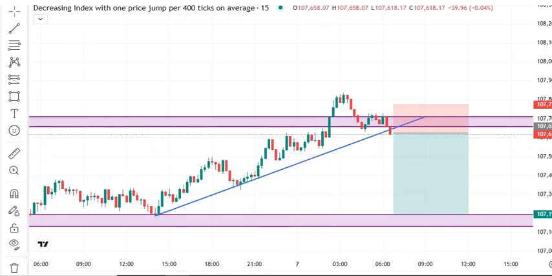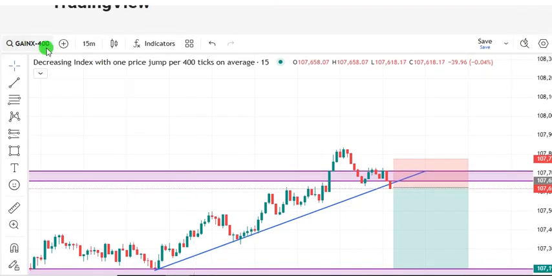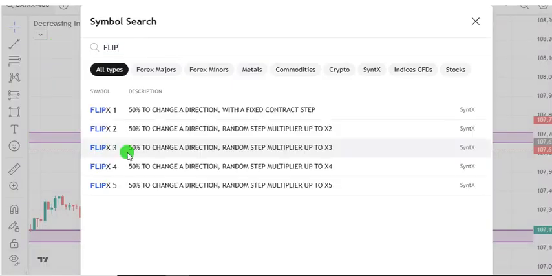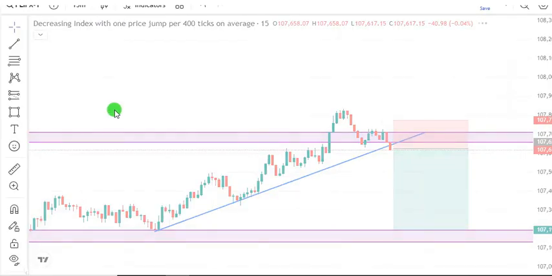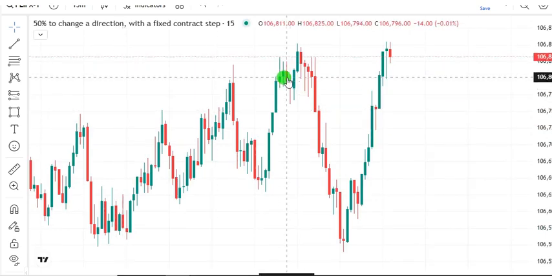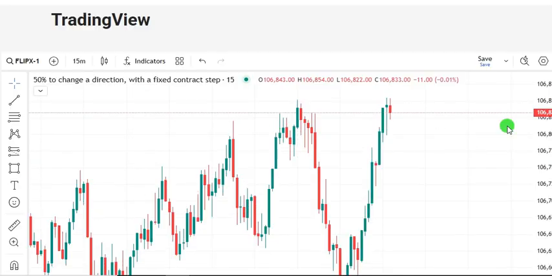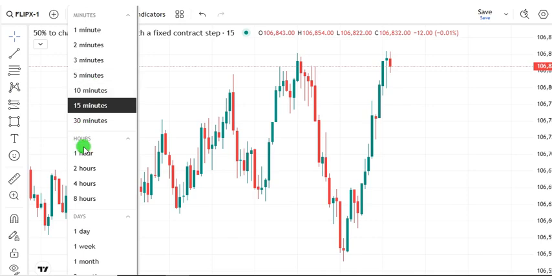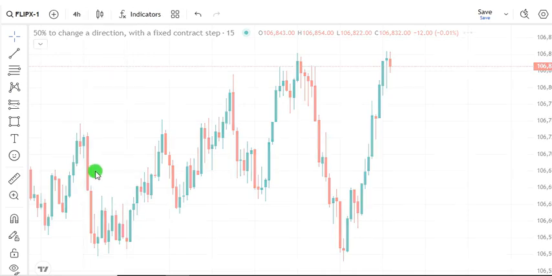That's it. Let's go to the next one, which is going to be FlipX. Let's start with FlipX1. On FlipX, let's go back to the H4 to see what is happening, so we can mark our structures right there.